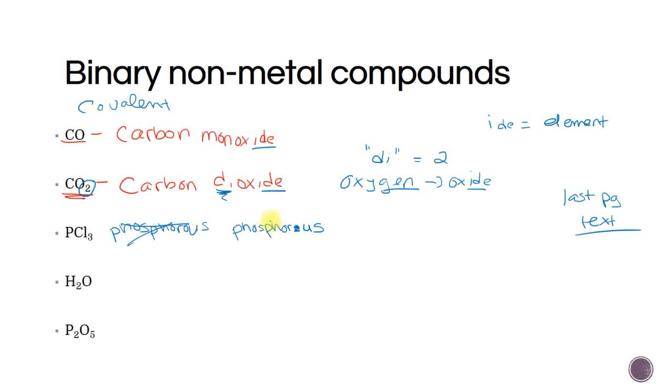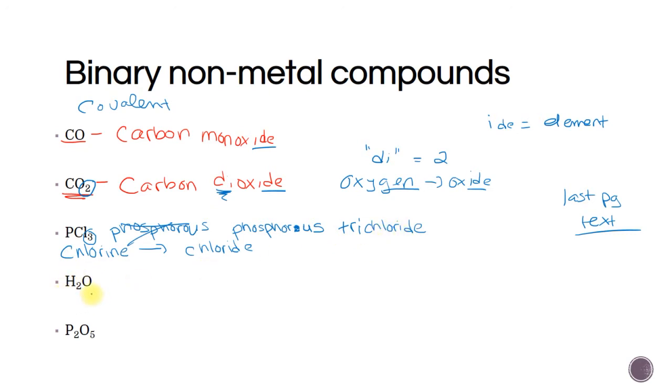Alright, so we have phosphorus, and the next element is chlorine, Cl. That's going to transform to chloride, just like carbon dioxide. Okay. There's 3 atoms here, 3 chlorine atoms, so we've got to use the prefix for 3. So 3 is tri. Okay? So 3, like tricycle or triangle. So phosphorus trichloride, that's what we've got here.